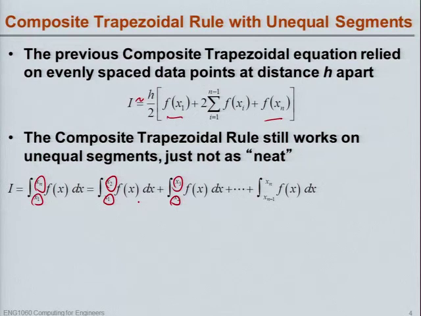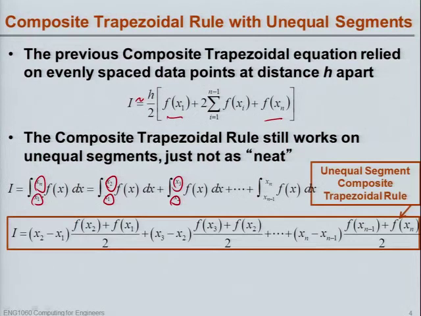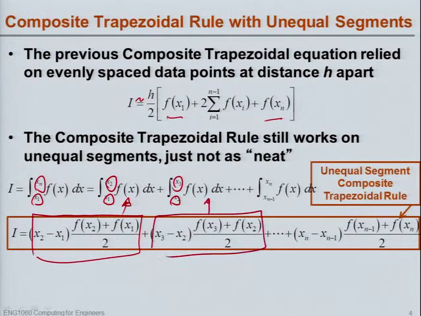For each one of those we use the trapezoidal rule. So this first one becomes x2 minus x1, that's the width of that interval, multiplied by half the function value at x1 and x2. So this term here is the trapezoidal rule applied to that mini integral there. Likewise, this one is the trapezoidal rule applied to that there, etc., and finally that last one there is the trapezoidal rule applied to that.